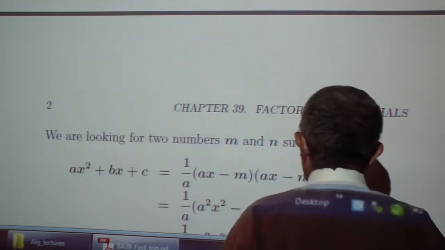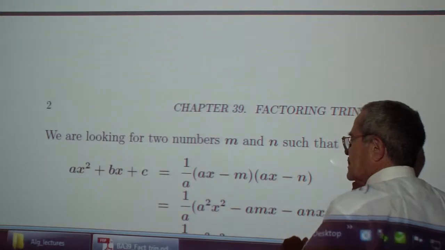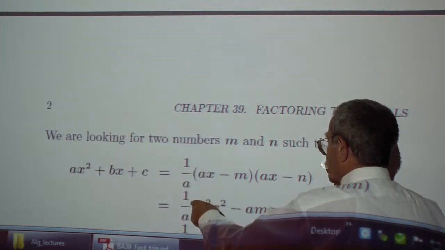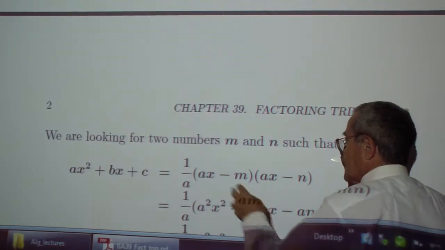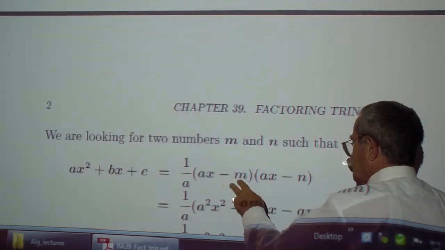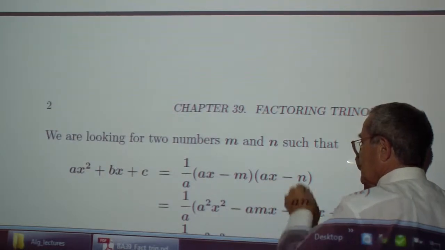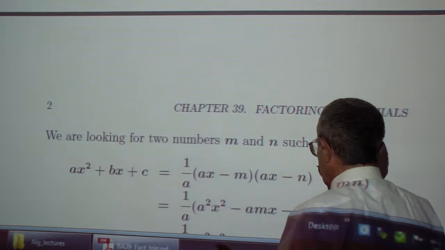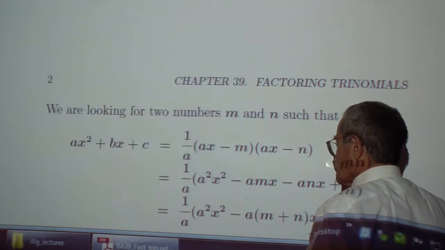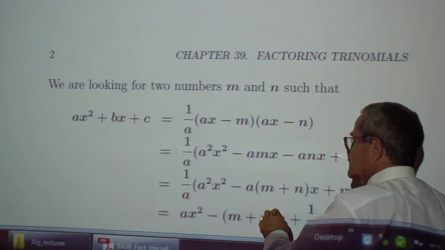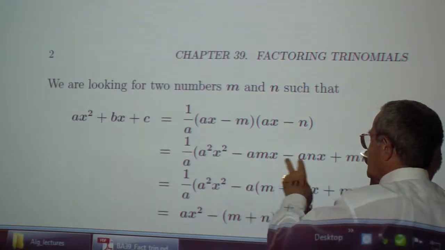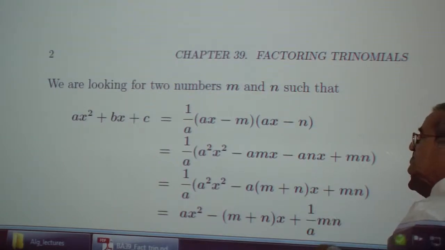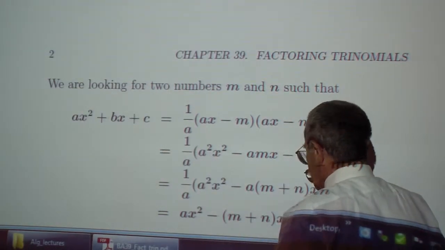We are looking for two numbers, m and n, such that ax squared plus bx plus c is equal to 1 over a times (ax minus m) and (ax minus n). Okay, so if I distribute this, I get ax squared minus amx minus anx plus mn. All of this is a detail to show you that this is possible.